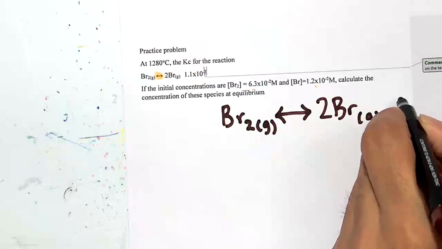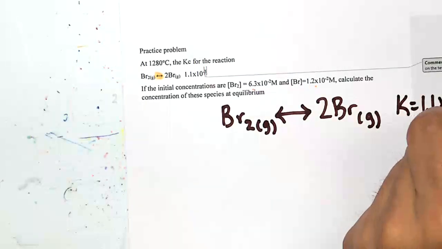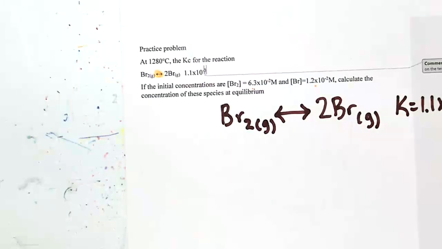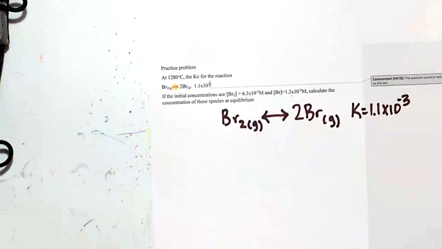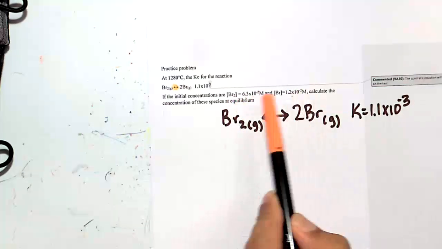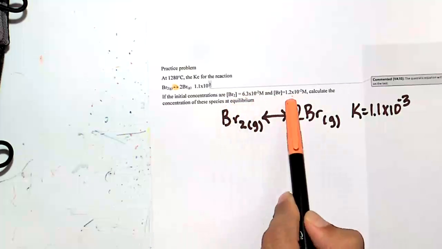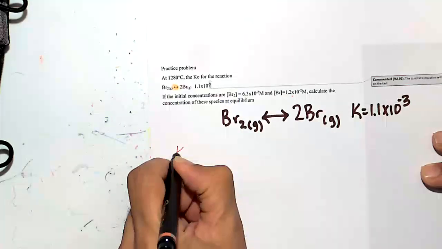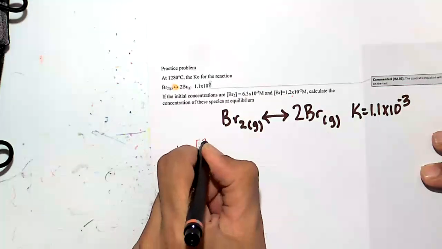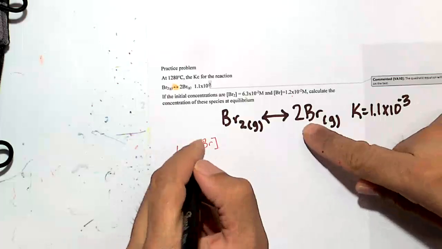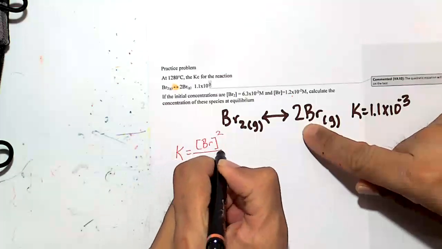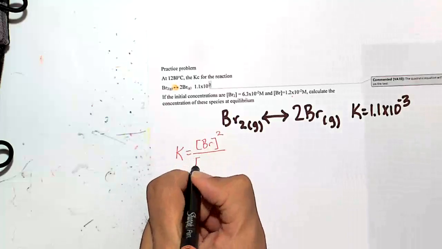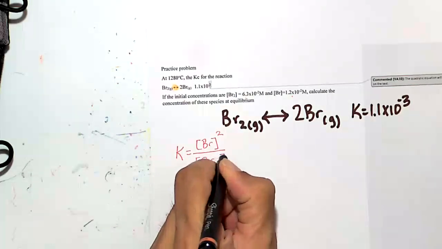They tell us Kc here is 1.1 times 10 to the minus 3. So the first thing we'll do is plug in these concentrations. If we plug in these concentrations, what should it equal? The equilibrium expression for this is Br, and what should we do with that Br? Square it, divided by Br2.